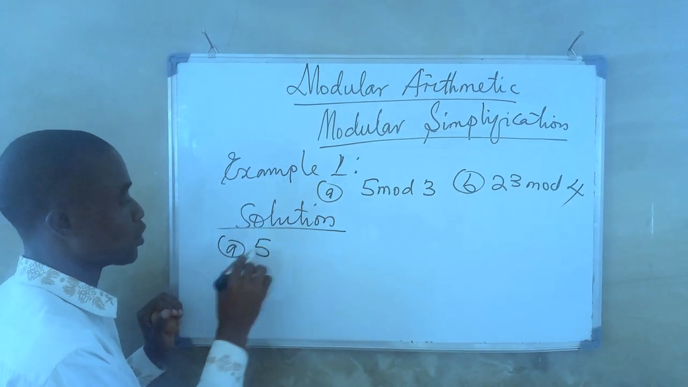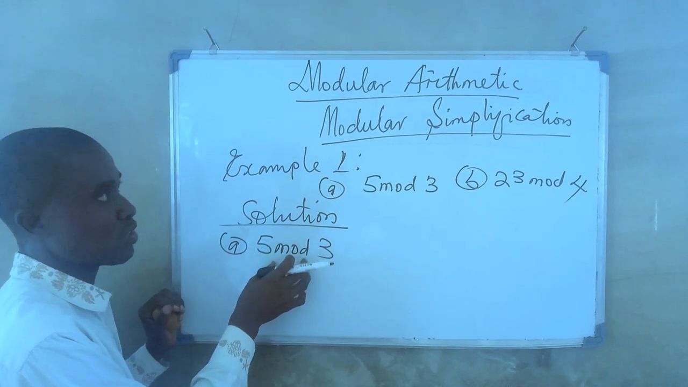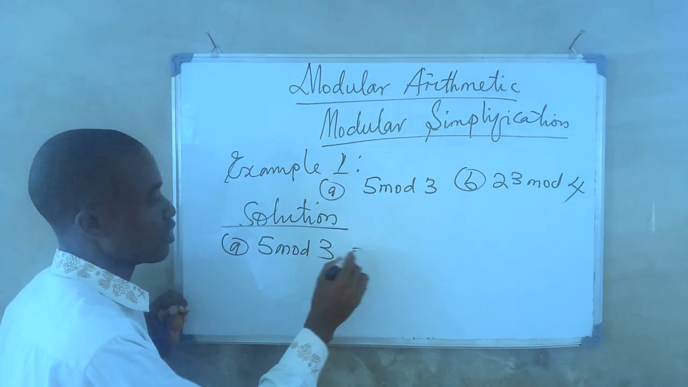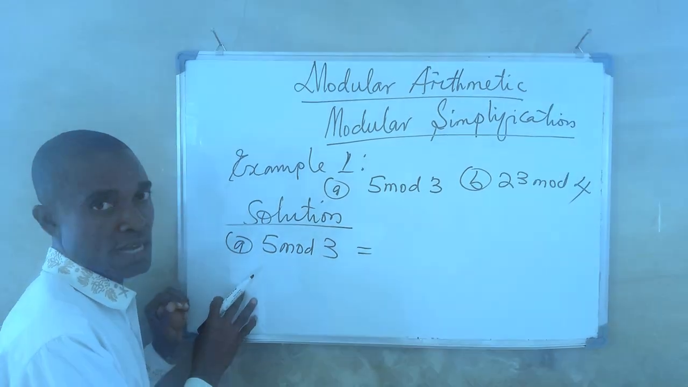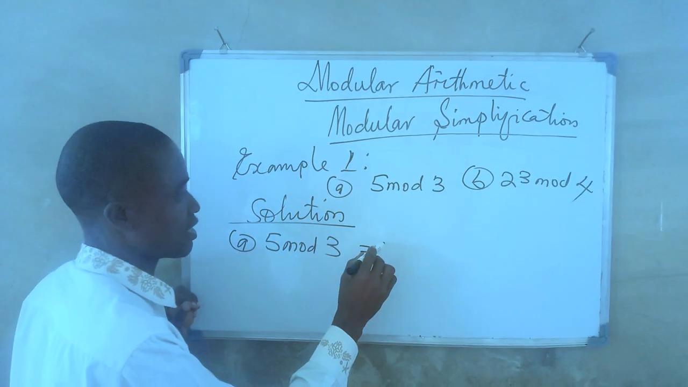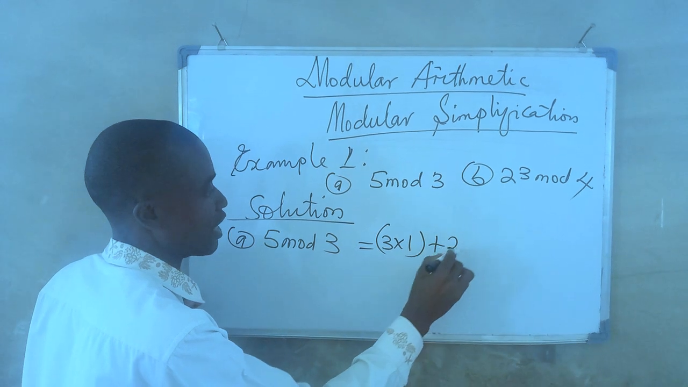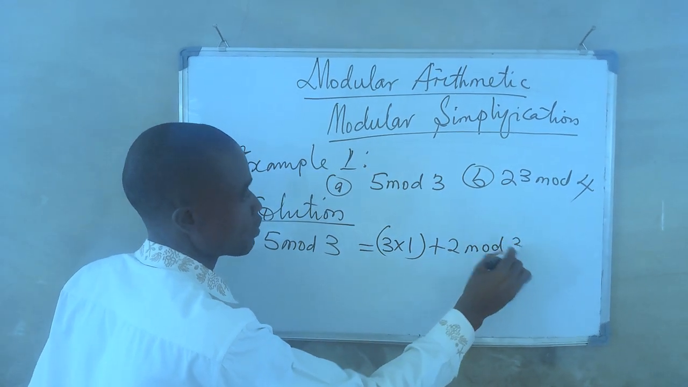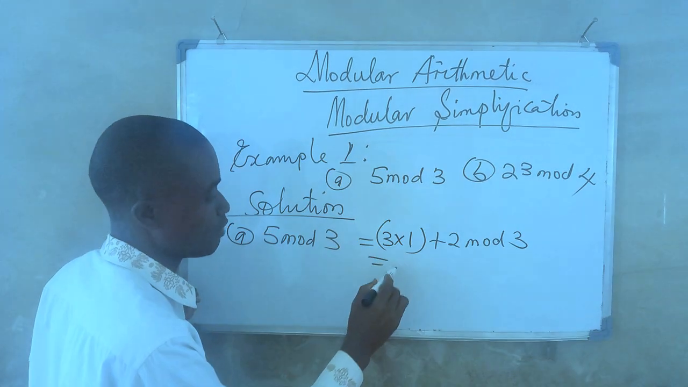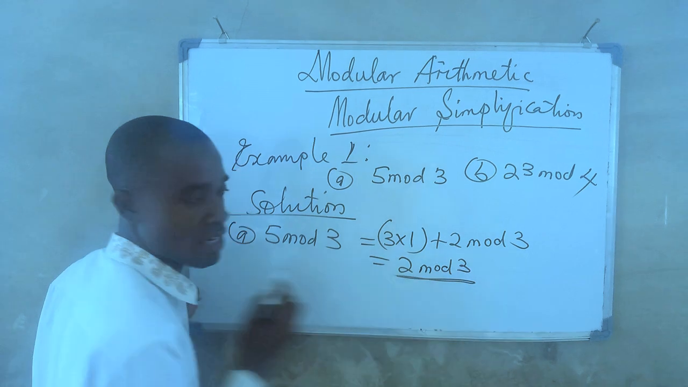The A, 5 modulo 3. The mod here refers to the modular, or say modulo. So 5 modulo 3, 3 goes into 5 how many times? 1 time, remainder 2. So you can now say 3 times 1 plus the remainder, and then the modulo, which is modulo 3. So the answer remains the remainder, which is 2 modulo 3. That's all. Very, very simple.